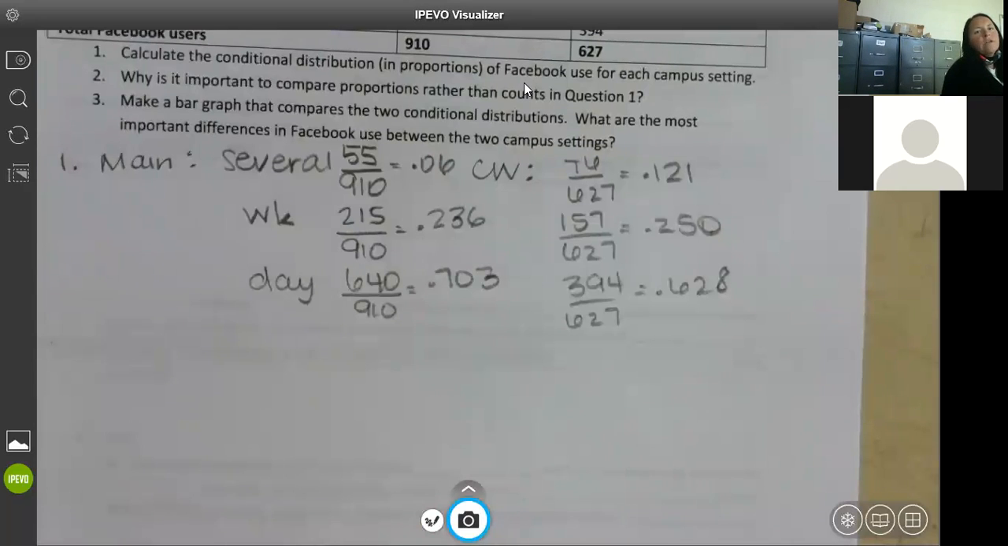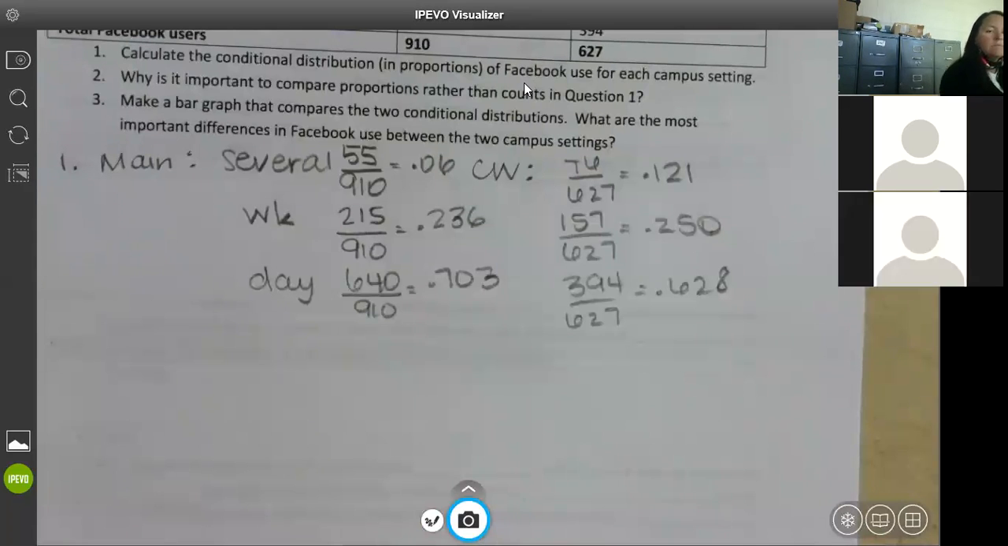Why do you think it's important to compare proportions rather than count in question 1? Isn't it kind of like standardizing, so it works with the formulas? Say it one more time, Kyle. I'm sorry, I had you turned down. It's like how you standardize, so it works with the formulas. Not necessarily, but you're kind of close. Why do we standardize? Say it again.